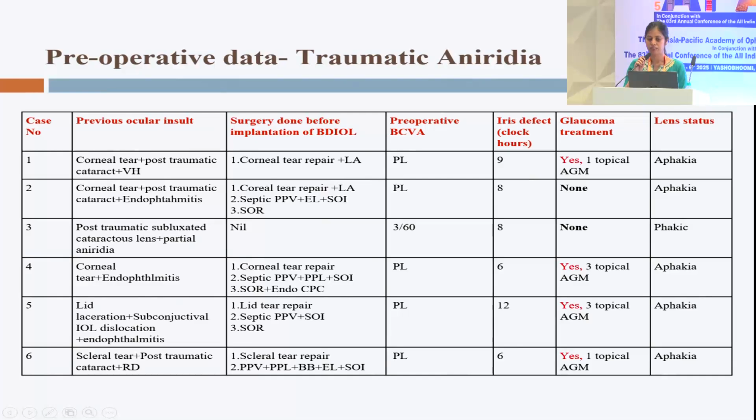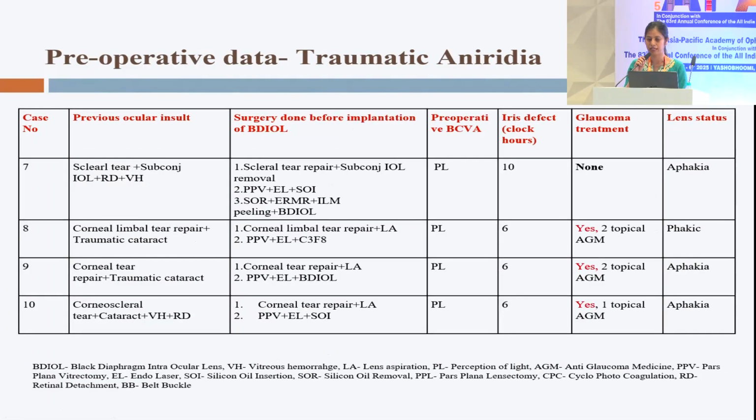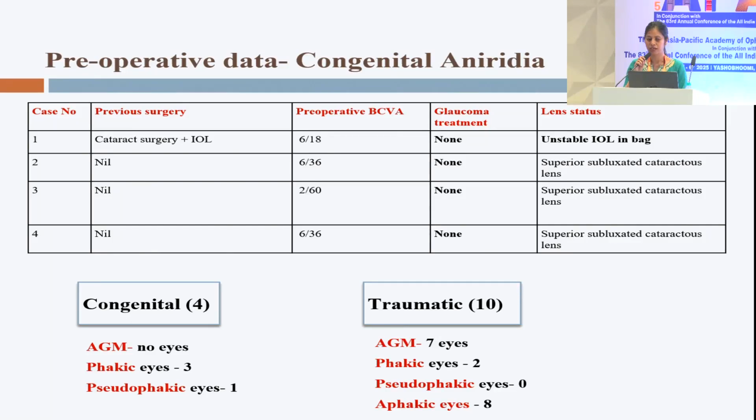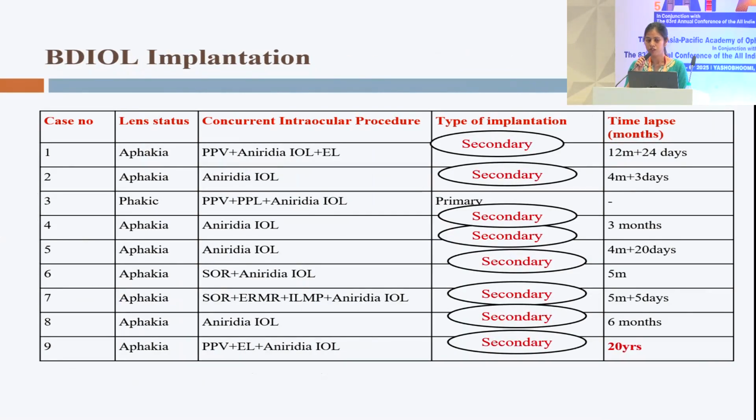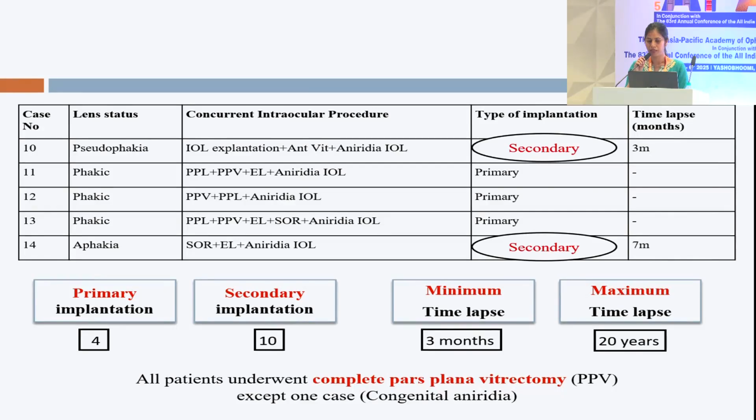It shows previous ocular surgery before implantation of BD-IOL, iris defect, glaucoma treatment, and the lens status. Out of the congenital eyes, none of them had aphakia before implantation of BD-IOL. The 7 eyes in the traumatic group were aphakic before implantation of BD-IOL. A minimum of 0 and maximum of 4 prior surgical interventions were done before implantation of the aniridia IOL. Out of the 14 eyes, 4 underwent primary implantation and in 10 the BD-IOL was implanted in successive surgeries. The minimum time lapse was 3 months and the maximum was 20 years.